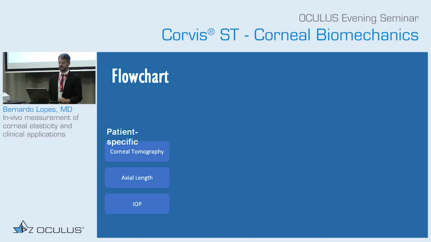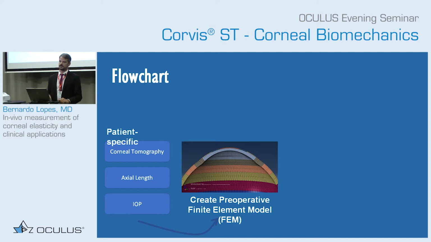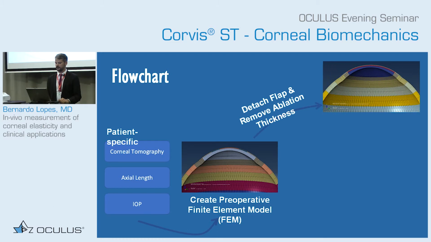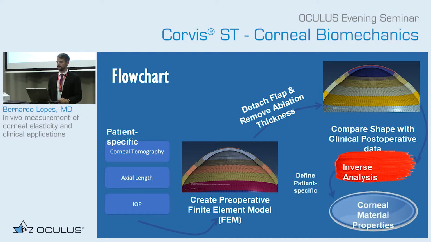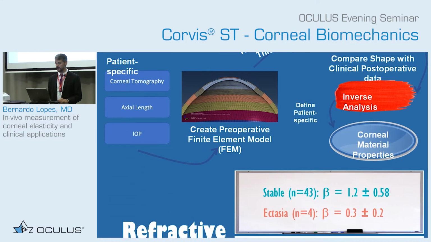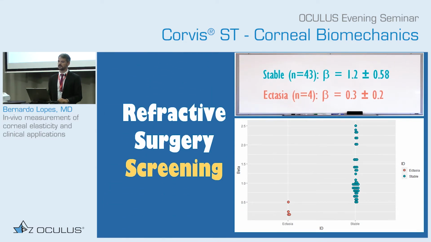We have the patient-specific information. We insert this information into the computer, so we build an eye in the computer, and we do the surgery in the computer. Comparing with the shape of the post-operative, by this inverse analysis process we can find the true material properties of the cornea, which is the beta. It's something that the Corvis in the future will be able to provide as well. So far, it's a pilot study with 4 cases of ectasia and 43 stable cases. And we can see that the lower the beta is, the more to the right the stress-strain curve is, so the softer the cornea is.